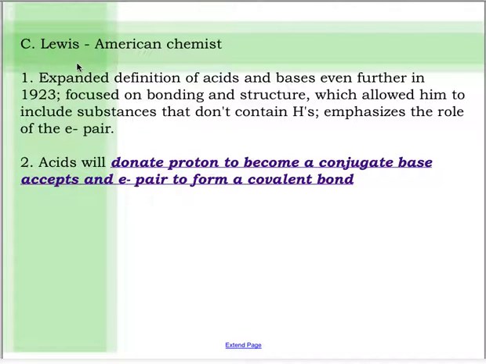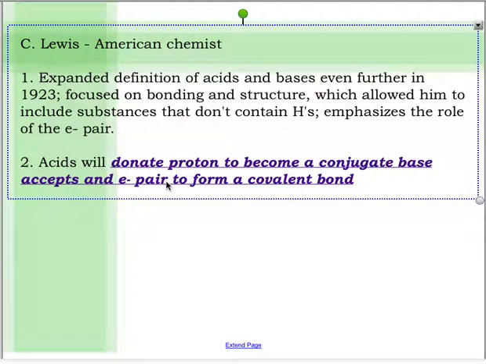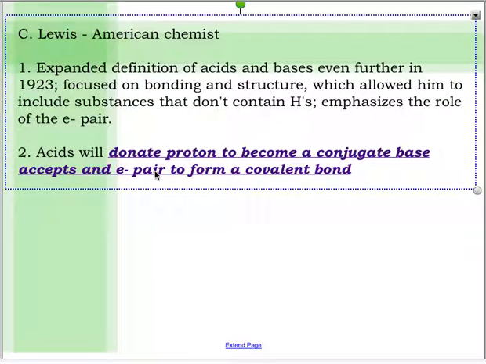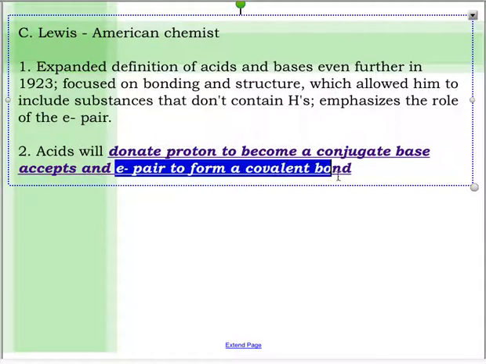The last thing is the Lewis definition. The Lewis definition is just an expansion. Basically it focuses on bonding as opposed to what's being transferred. So a lot of things really are considered acids and bases with the Lewis definition. The Lewis definition says that acids will donate a proton, they'll become a conjugate base, and they accept an electron pair so that they form a bond. The emphasis is really on the electron pair and the covalent bond. It's just a different way of looking at it.